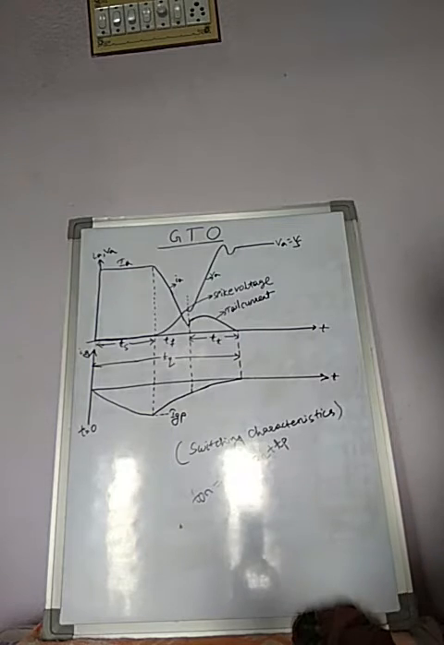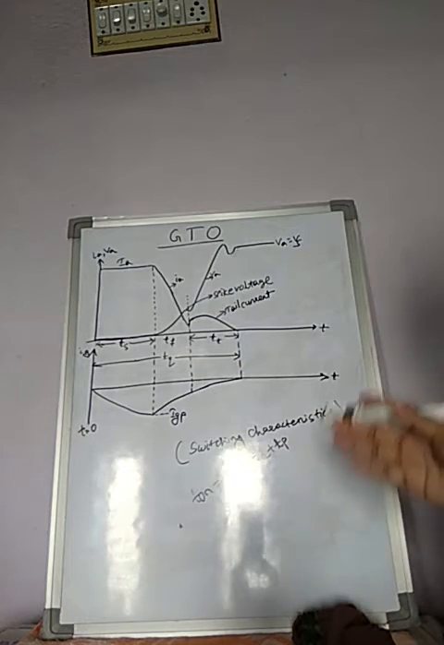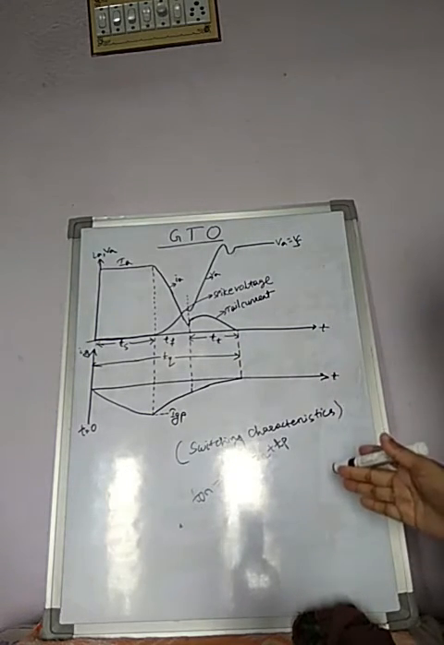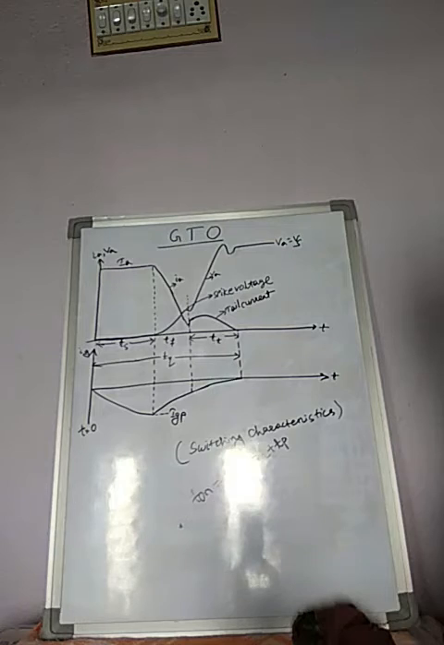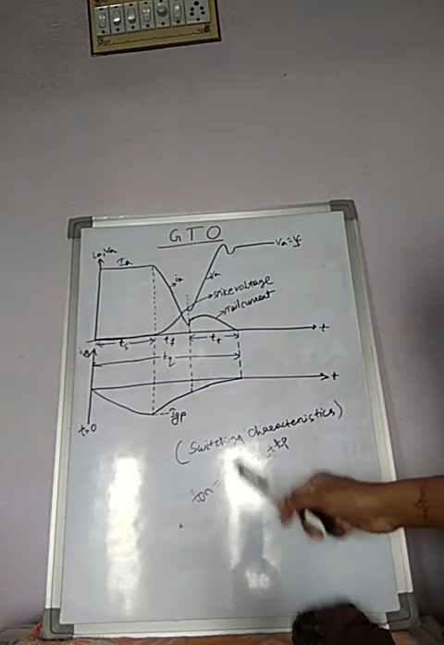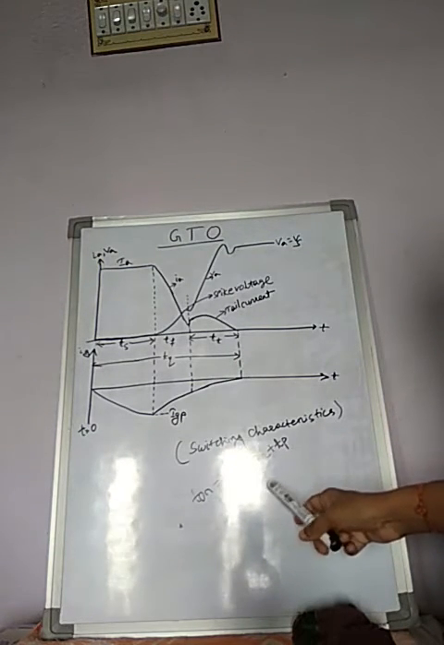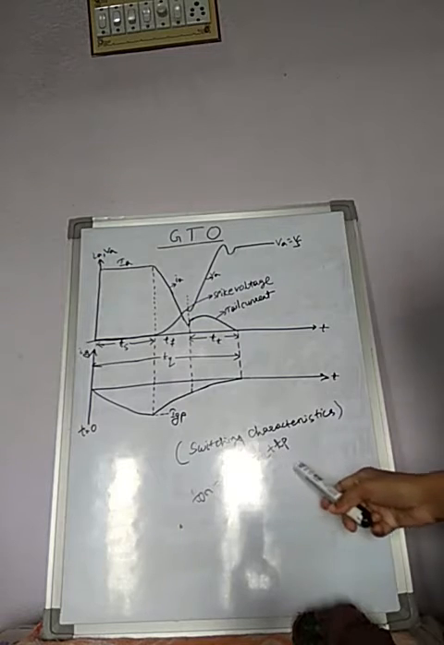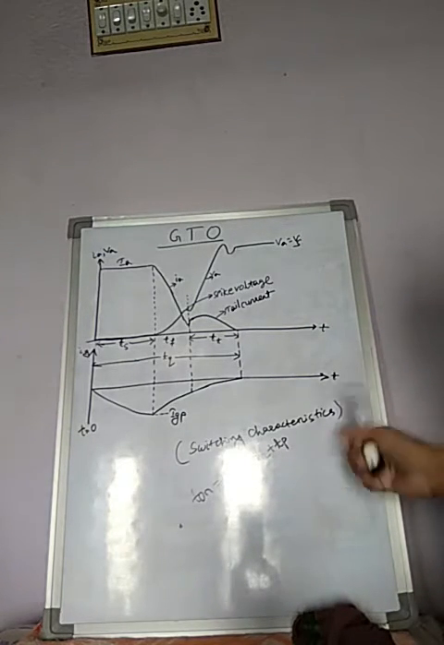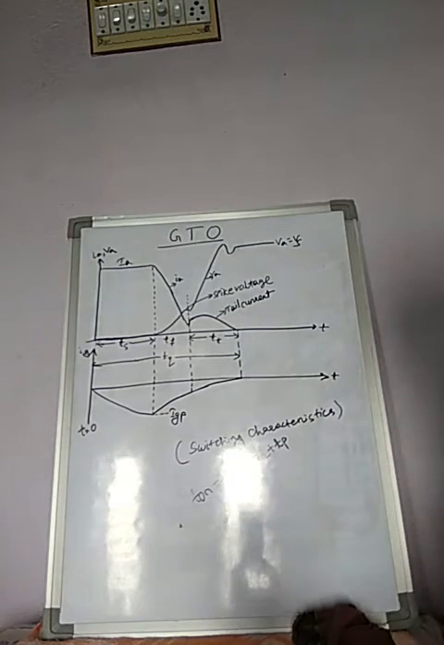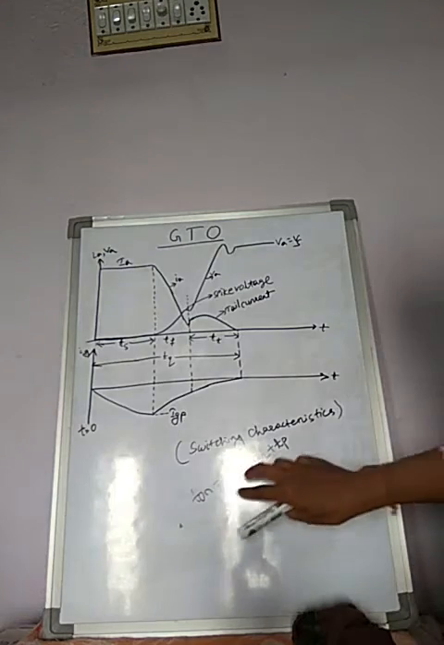The switching characteristics for the turn on process of GTO is similar to that of the conventional thyristor. So here also the turn on time has three intervals. It is made up of delay time, rise time, and spread time, similar to the thyristor.